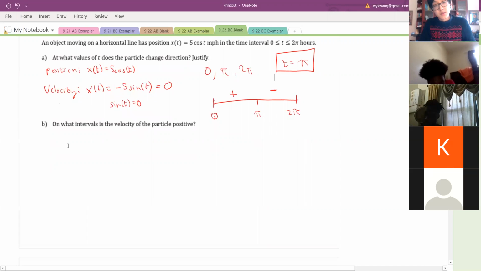Now, using this, we can pretty easily tell. Can someone answer what part B is? You can just answer this in the chat, or raise your hand.